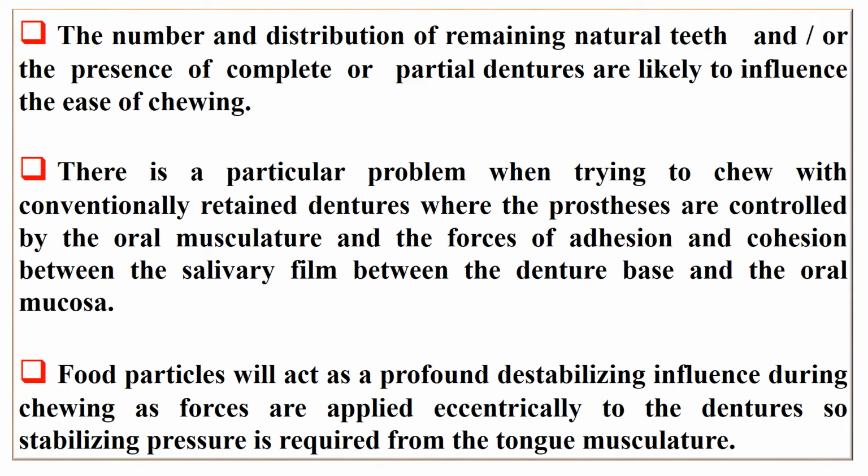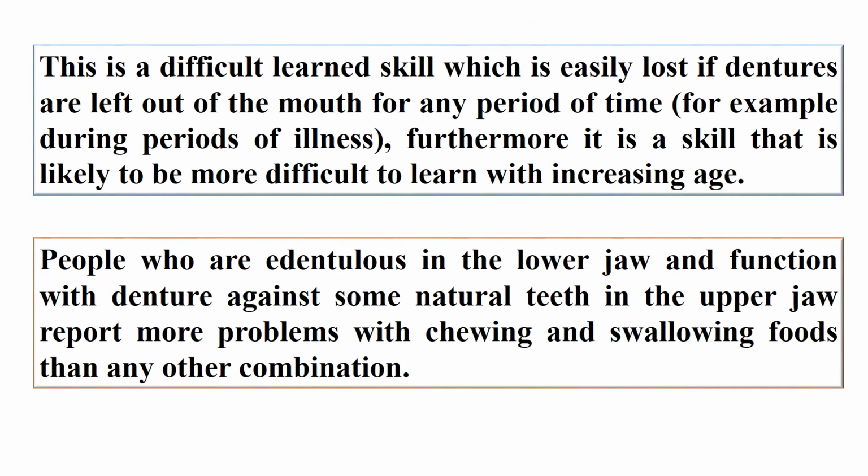Food particles will act as a profound destabilizing influence during chewing, as forces are applied eccentrically to the dentures, so stabilizing pressure is required from the tongue musculature. This may be difficult, for example, during periods of illness. Furthermore, it is a skill that is likely to be more difficult to learn with increasing age. People who are edentulous in the lower jaw and function with dentures against some natural teeth in the upper jaw report more problems with chewing and swallowing foods than any other combination.